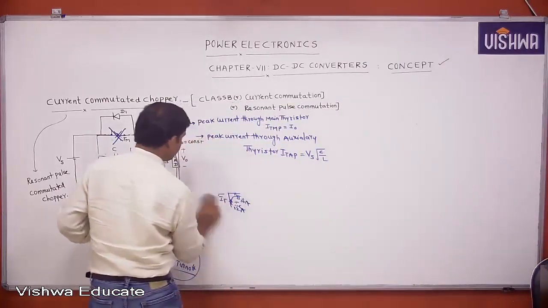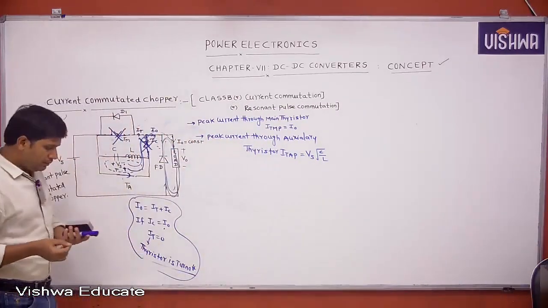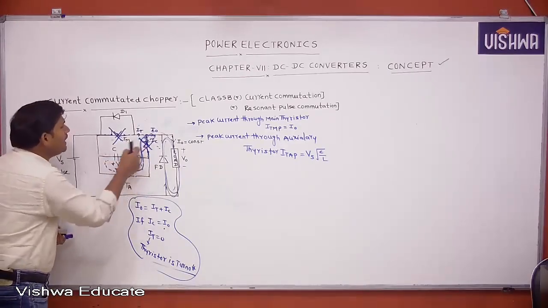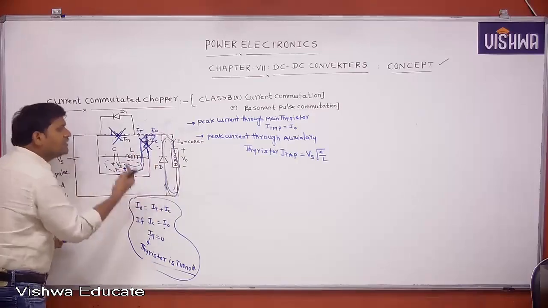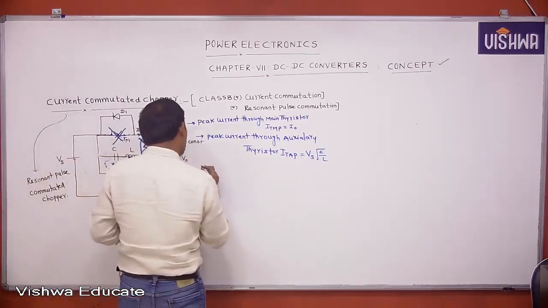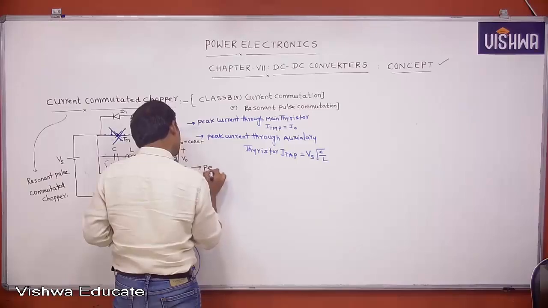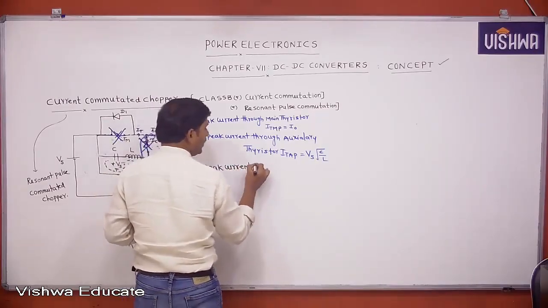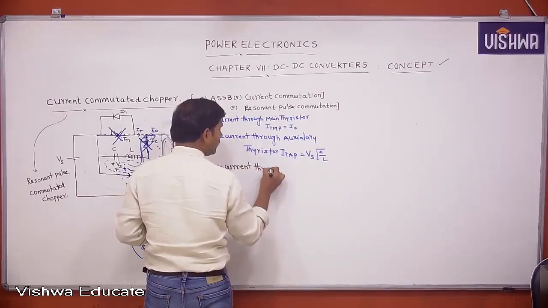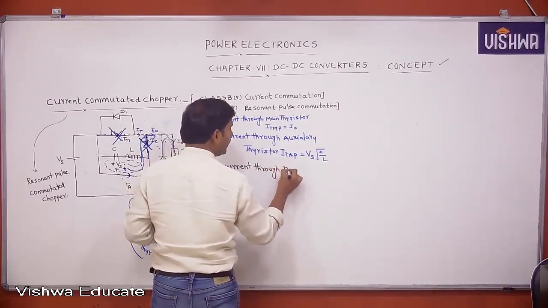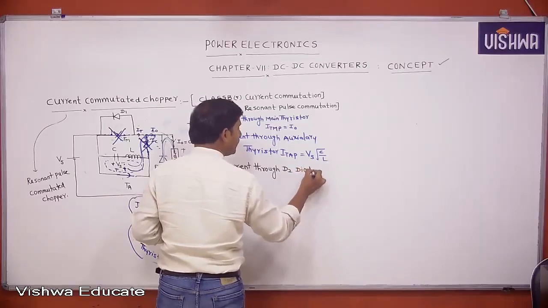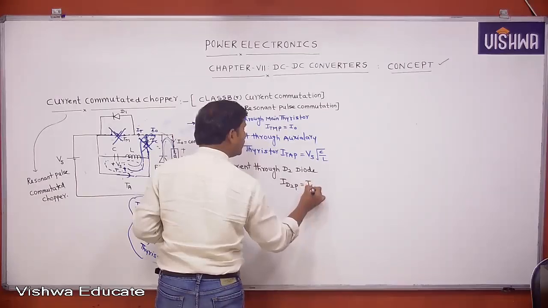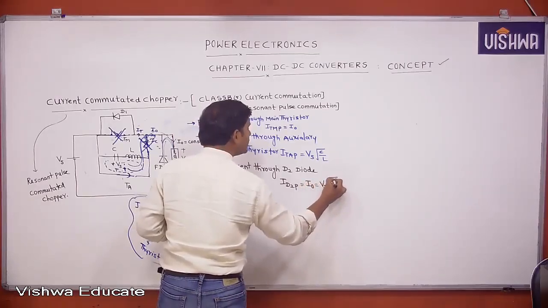Correct? Next. What is the peak current through the D2 diode? The D2 diode is also carrying the LC circuit current, and that current is equal to the load current. That is the peak current through the D2 diode. ID2P is equal to I0, and it is also equal to Vs into square root of C by L.